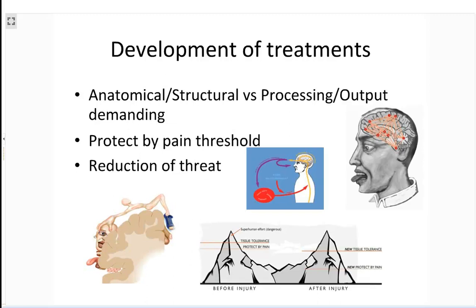We just don't have the data there. So in looking to develop treatments, we need to start to shift away from this anatomical structural approach and more towards treatments that demand changes in processing and demand new outputs. We need to identify that people with ongoing pain experience pain to lesser stimulus than previously. But that threat level, that pain threshold, is now not reflective of potential damage to tissue.